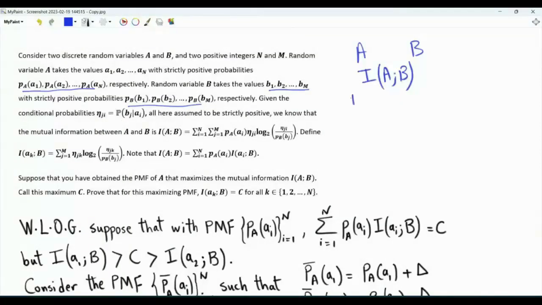The conditional probabilities, the probability that random variable B is equal to Bj, given that the random variable A is equal to Ai, this probability is denoted by eta ji, and these are given. We cannot control these conditional probabilities.